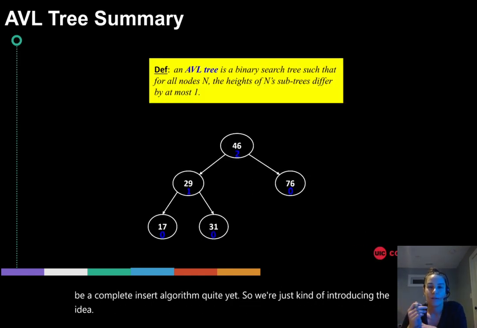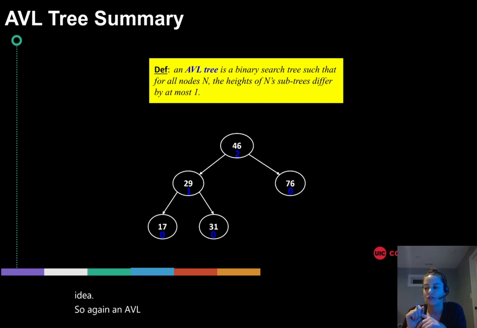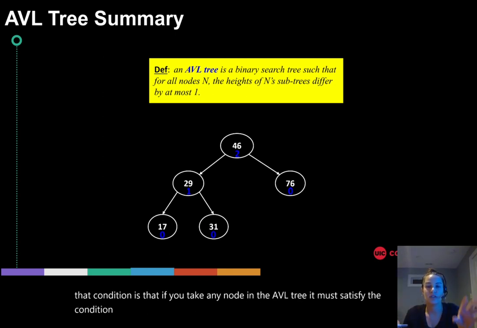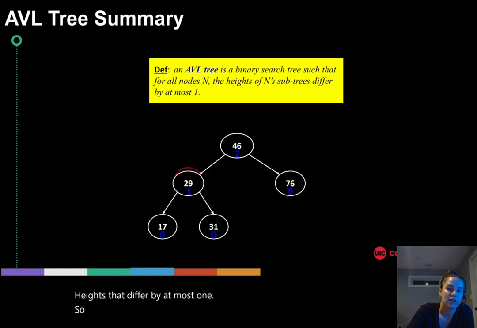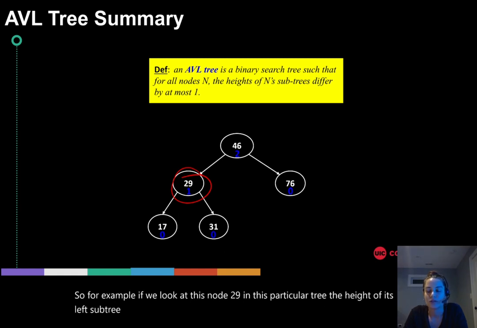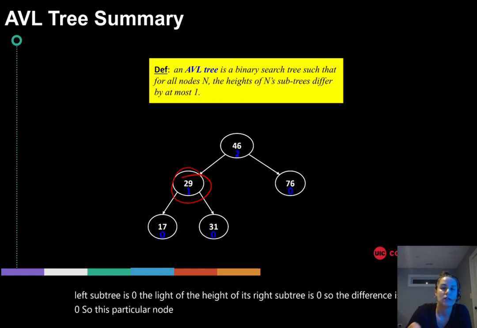So again, an AVL tree is a binary search tree that has an additional condition, and that condition is that if you take any node in the AVL tree, it must satisfy the condition that both of its subtrees, its left and its right subtrees, can only have heights that differ by at most 1. So for example, if we look at this node, 29, in this particular tree, the height of its left subtree is 0, the height of its right subtree is 0, so the difference is 0. So this particular node satisfies the AVL condition.